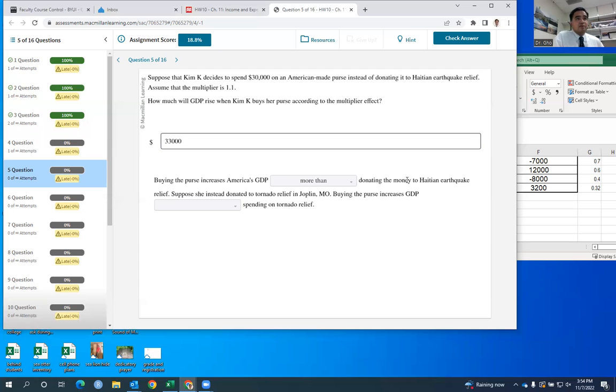It won't have the same effect as if she bought it domestically. Suppose she instead donated to a Tornado Relief Fund in Joplin, Missouri. Buying the purse increases GDP about the same, because instead of buying a purse, she's buying a different thing that's domestic. The tornado relief people from Joplin will buy water bottles, sanitation, whatever it is that they buy, but they're going to buy that domestically. And that will have the effect of increasing the US GDP just as much as her purse.